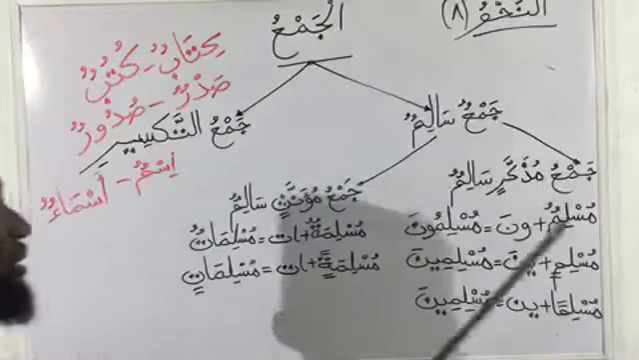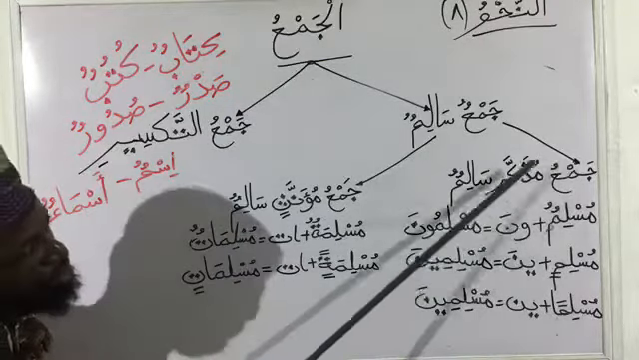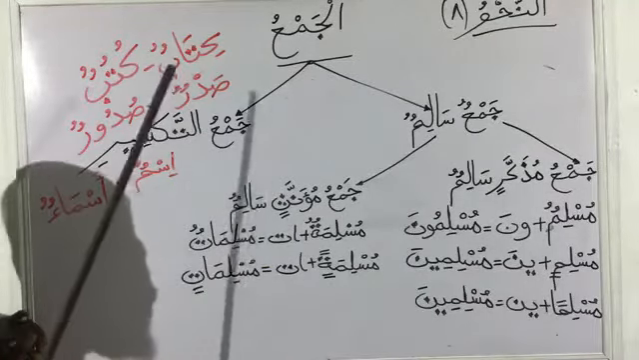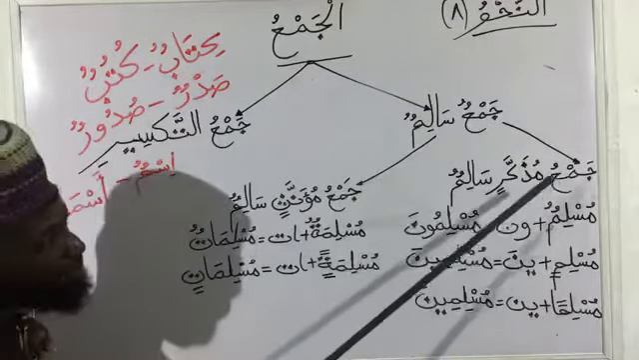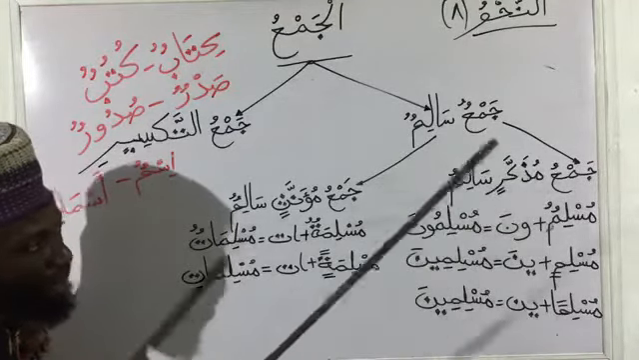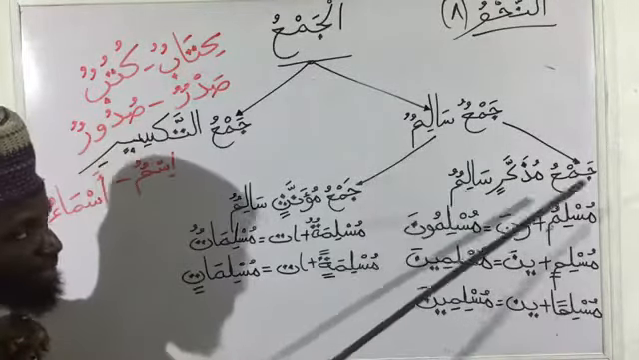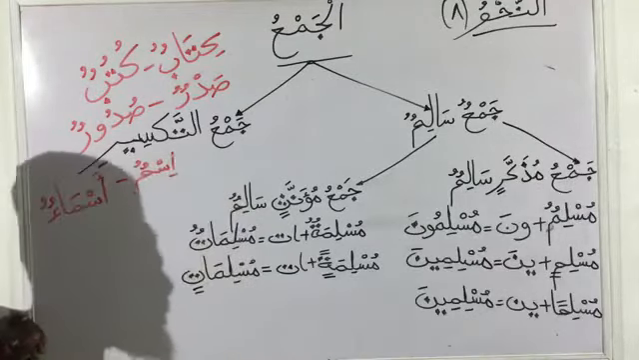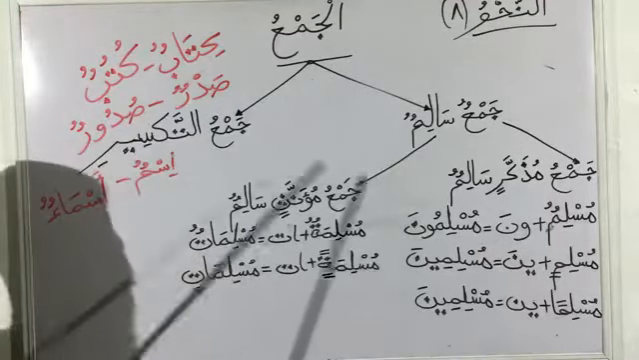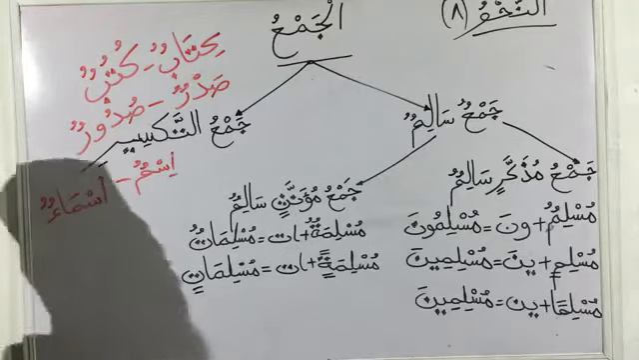So we want to now look at the division. Jam' salim is further divided. We have jam' mudhakkar salim. We also have jam' mu'annath salim. So what is jam' mudhakkar salim? They are masculine sound plurals. This adjective here is qualifying the jam'. Do you get now? So masculine sound plurals, that's jam' mudhakkar salim. We also have jam' mu'annath salim, that's feminine sound plurals. Do we get now?